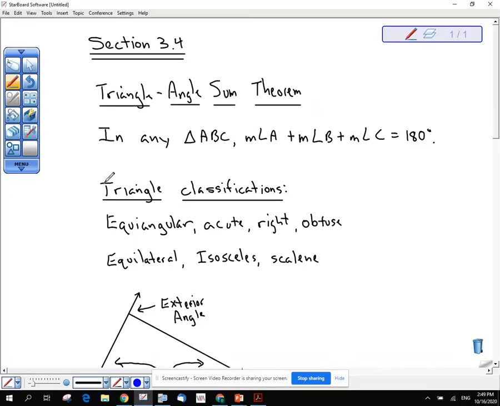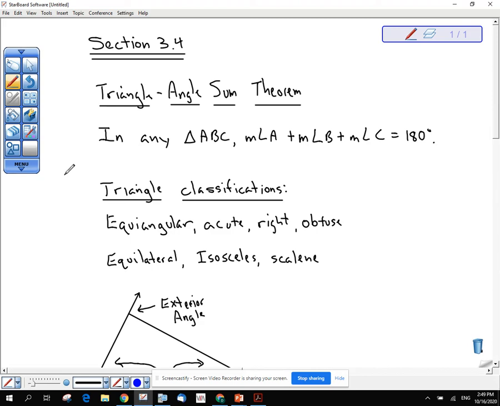Then there's the idea of classifying triangles with different adjectives. Equiangular means equal measure. So a triangle that is equiangular would have three angles that are all the same measure. Now, if you put the two things together, you could probably glean what that angle measure would be. If the triangle angle sum theorem says they have to sum to 180, and we've got three angles that are all congruent, they're all going to have to be 60.